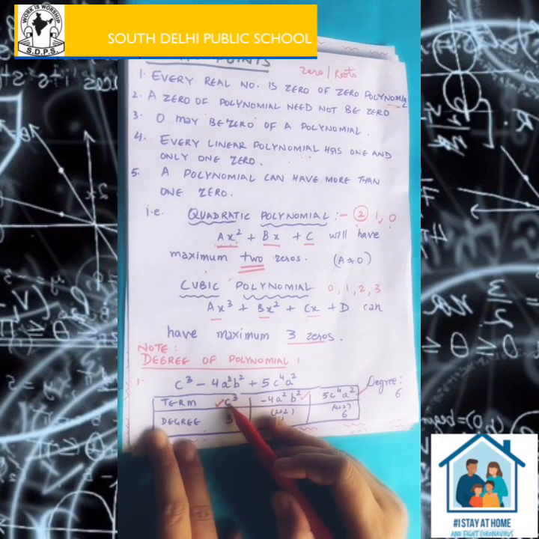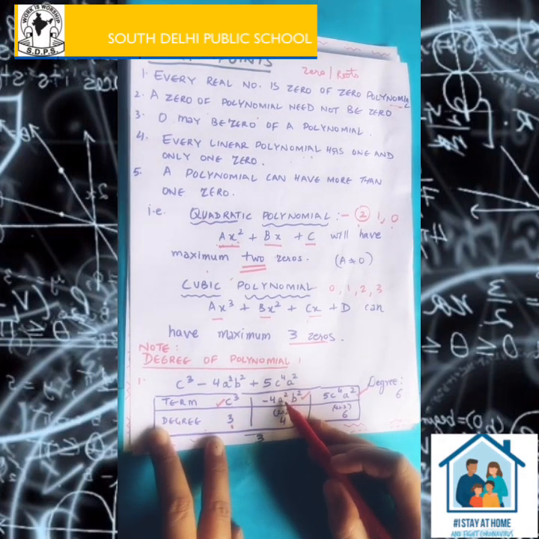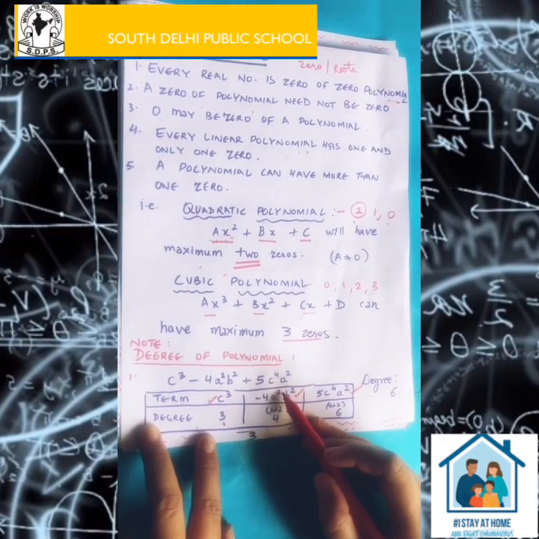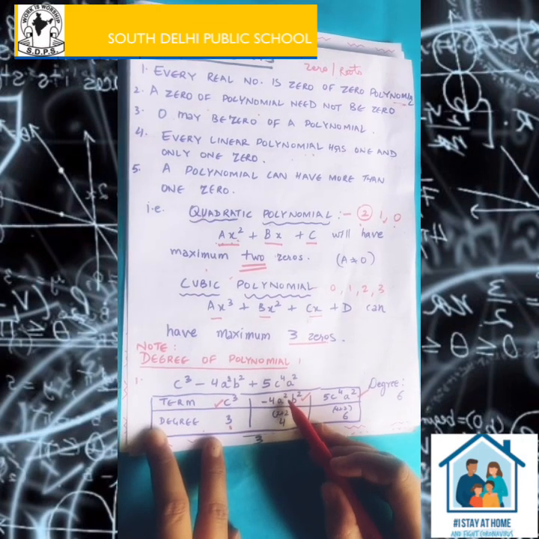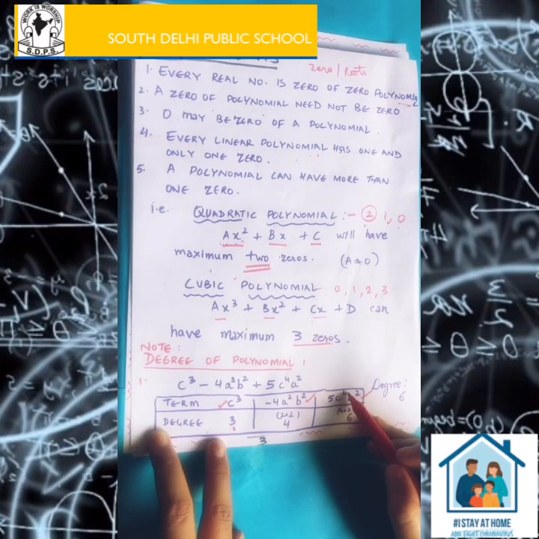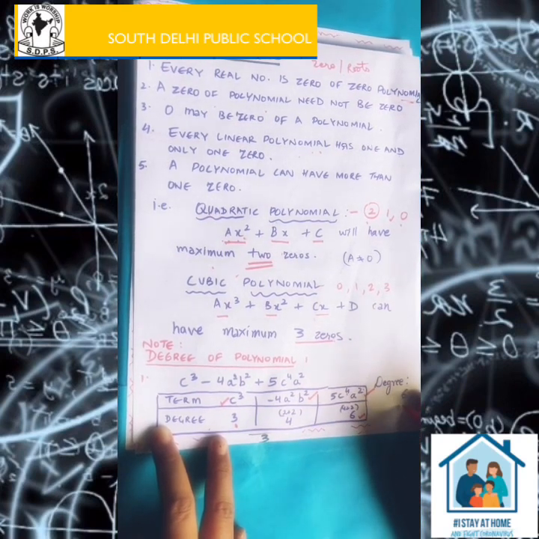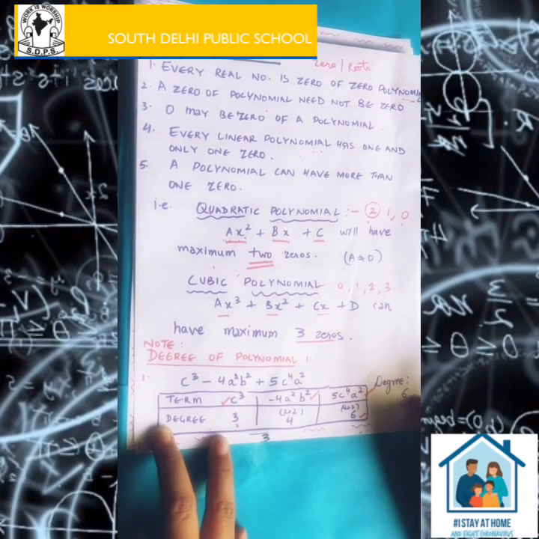Now see, the degree of the first term is 3. Over here there are two variables, so just add the powers, the exponent values. 2 plus 2 is 4. In this term, c raised to power 4 and a raised to power 2, 4 plus 2 is 6. So the degree of this polynomial will be 6.